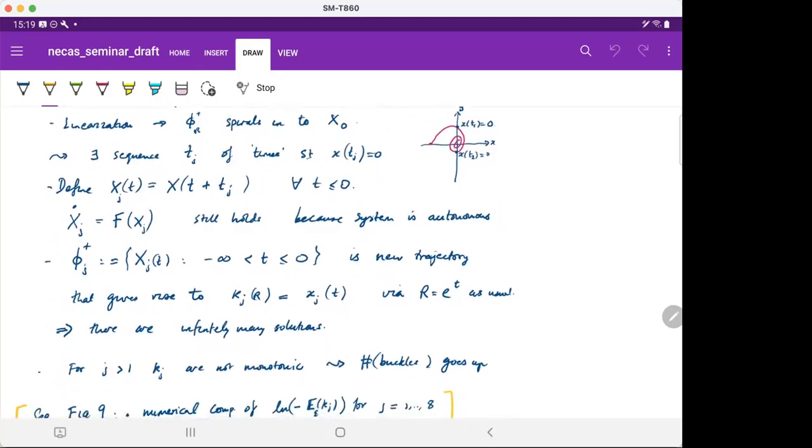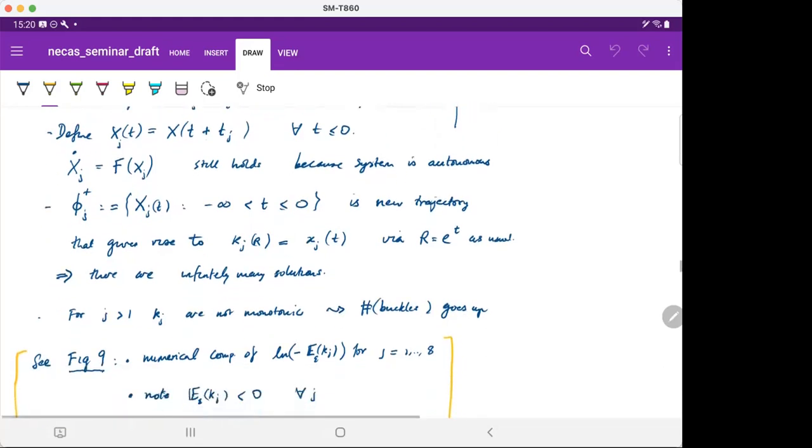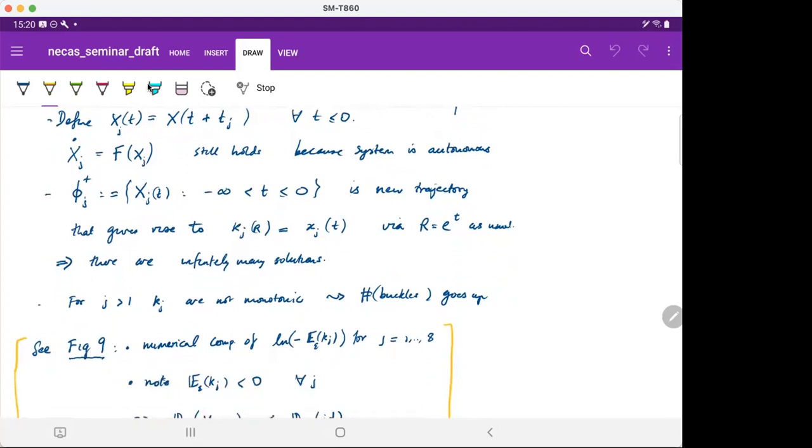So what happens is that as you increase j, you find that the kj's are less and less monotonic, and this essentially means the number of buckles goes up. So I have a picture to show you of a numerical calculation that was done by Jonathan Dean.